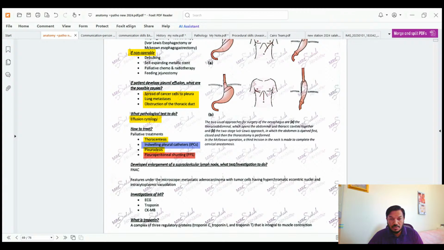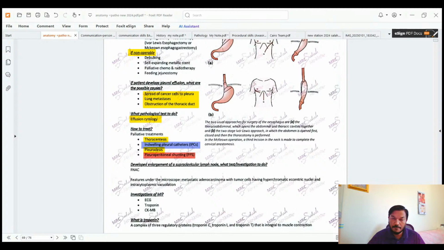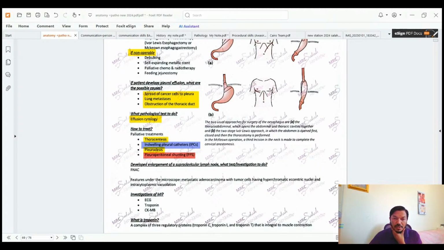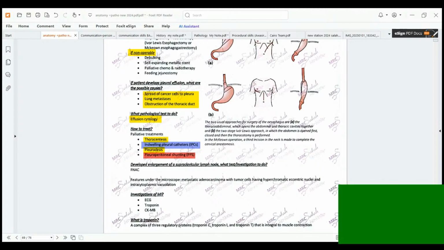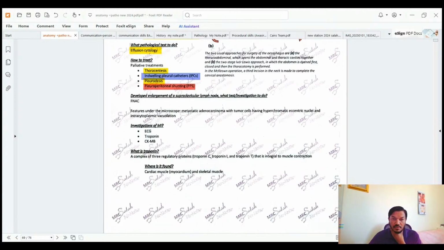Develop enlargement of the supraclavicular lymph node. What investigations to be done? What test or investigation to do? FNAC. Okay, FNAC to do.